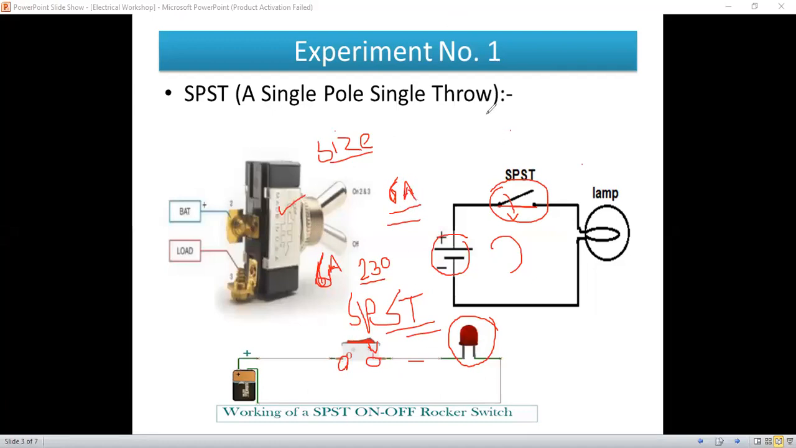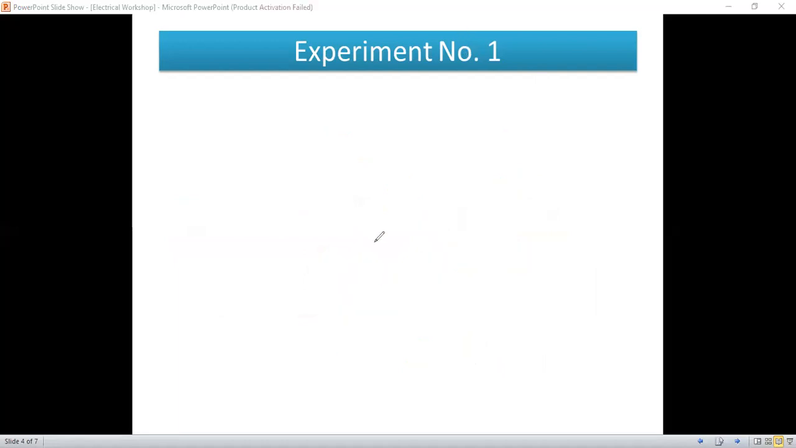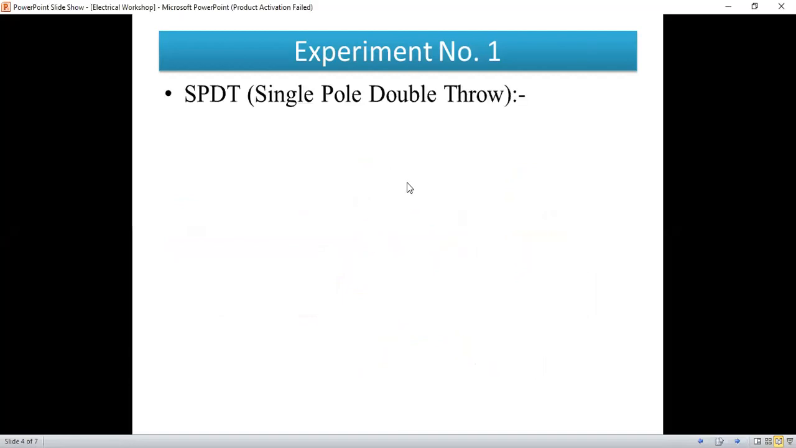Now next type of switch, it is nothing but SPDT. Next type of switch is SPDT, that is single pole double throw type of switch. Single pole double throw type of switch.